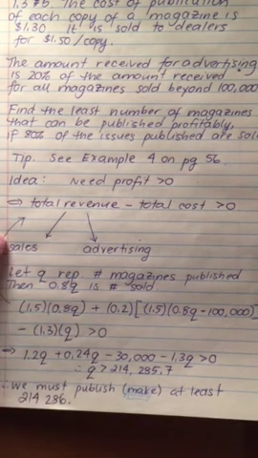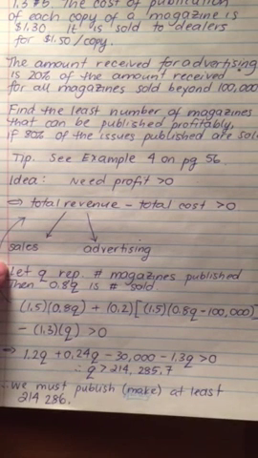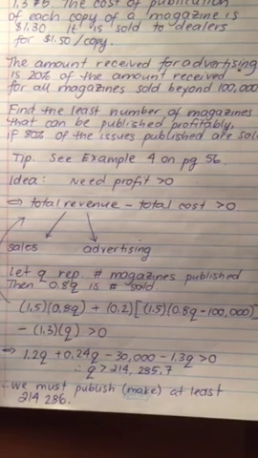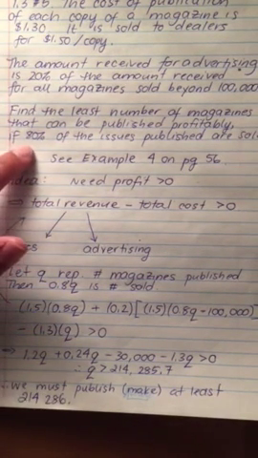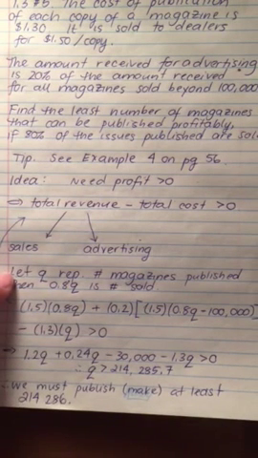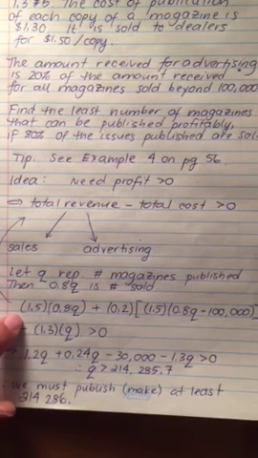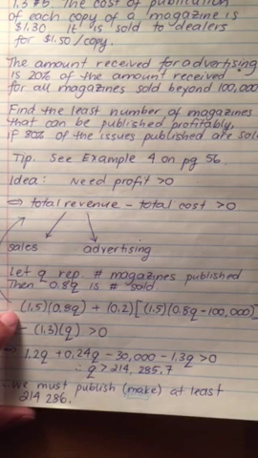You need to declare a variable. We're going to let Q represent the number of magazines published or made. And right away we'll conclude that then 0.8Q would be the number that are sold, because it says if 80% of the issues published end up being sold, so we can conclude that 0.8Q are sold. Then we're going to make the total revenue minus total cost equation.